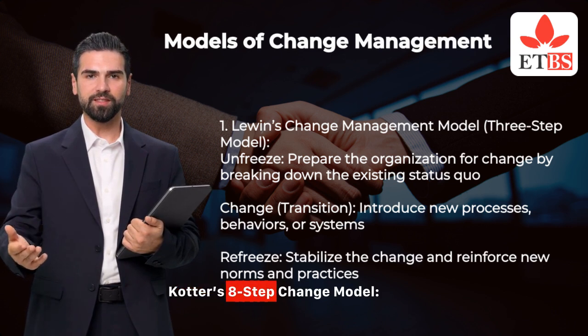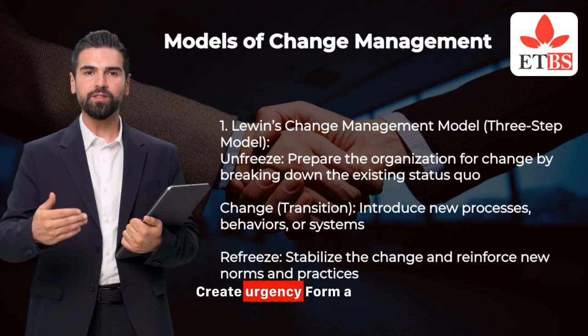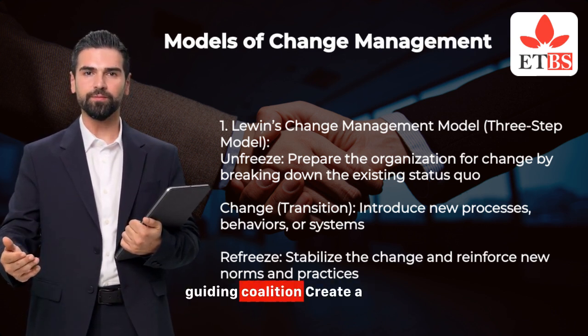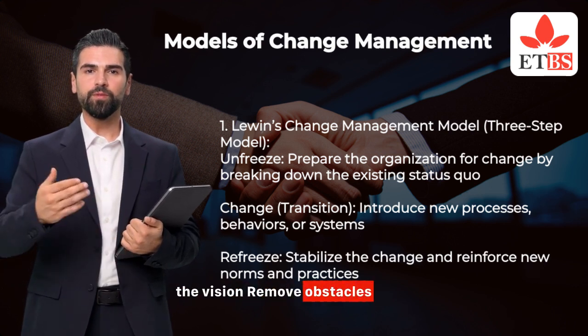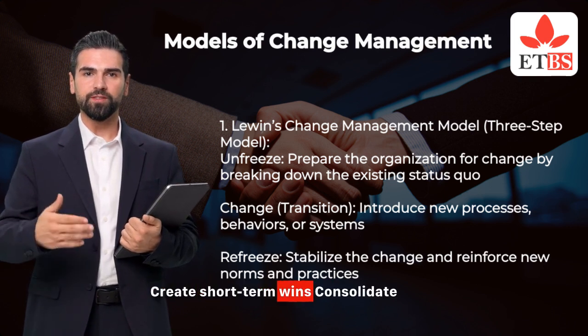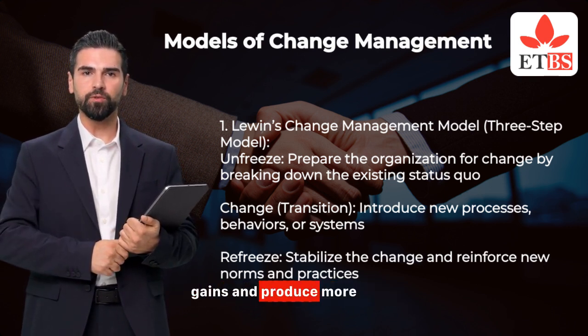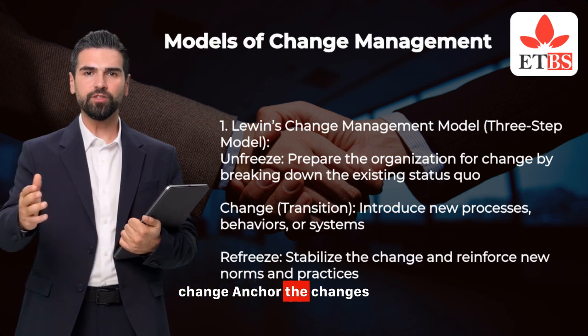2. Kotter's 8-step change model. Create urgency. Form a guiding coalition. Create a vision for change. Communicate the vision. Remove obstacles. Create short-term wins. Consolidate gains and produce more change. Anchor the changes in the culture.